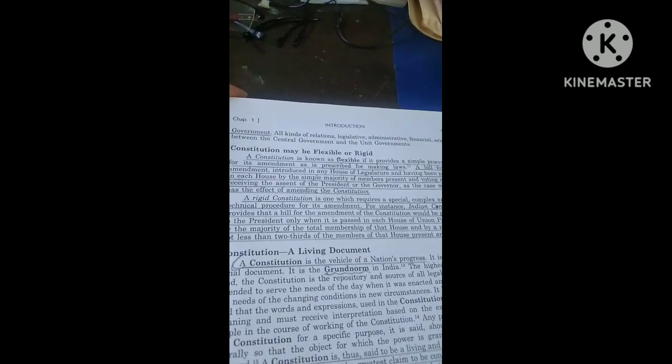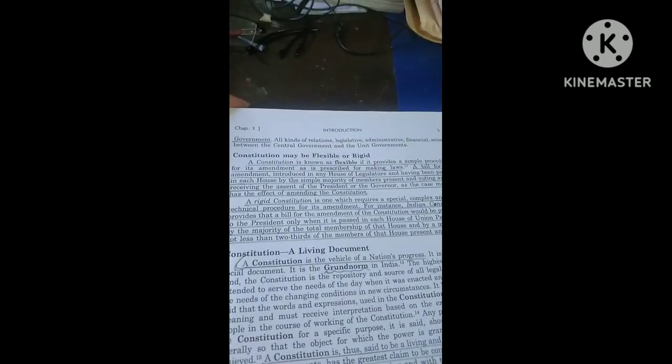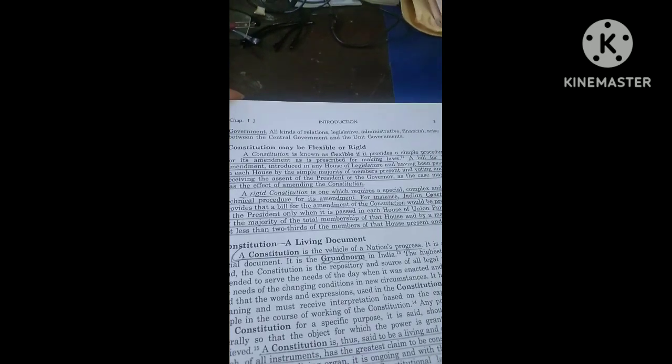Then coming to the third type, constitution may be flexible or rigid. A constitution is known as flexible if it provides a simple procedure for its amendment as is prescribed for making laws. And a rigid constitution is one which provides a special, complex and more technical procedure for its amendment.